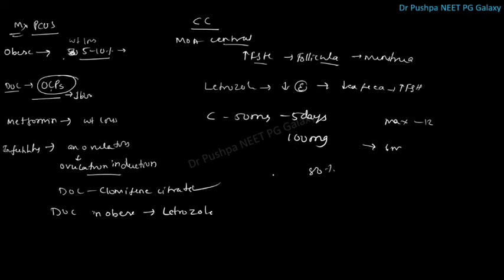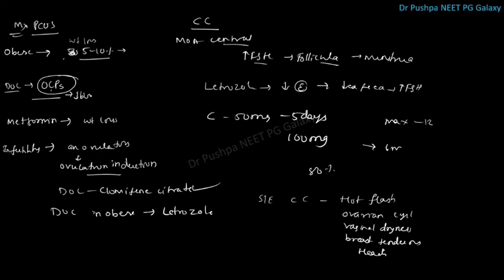Other than clomiphene citrate and letrozole, there are other drugs like tamoxifen and raloxifene, but these are not routinely used. The most common side effect of clomiphene citrate is hot flash. It also causes ovarian cyst formation, vaginal dryness, breast tenderness, and headache. These are because of its antagonistic actions. So the most common side effect is hot flash.